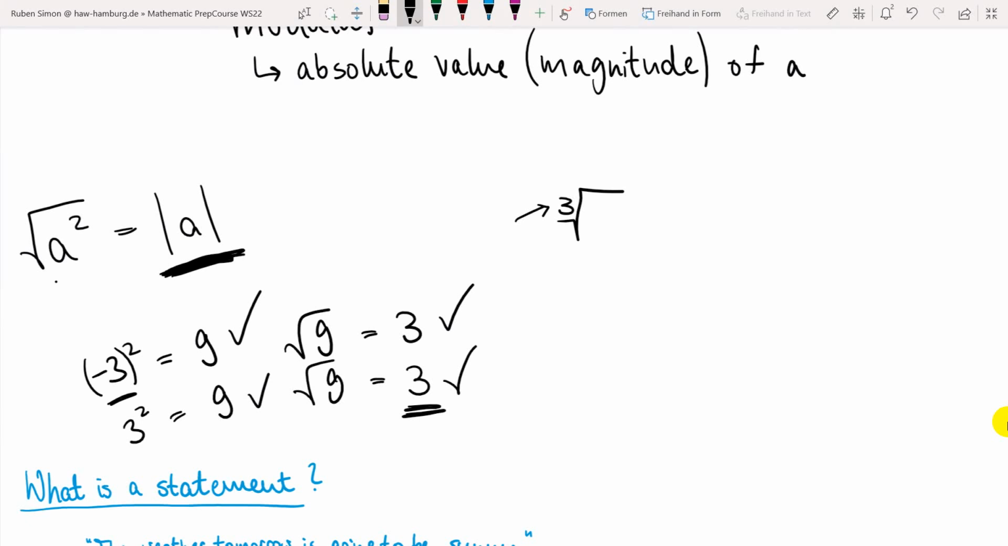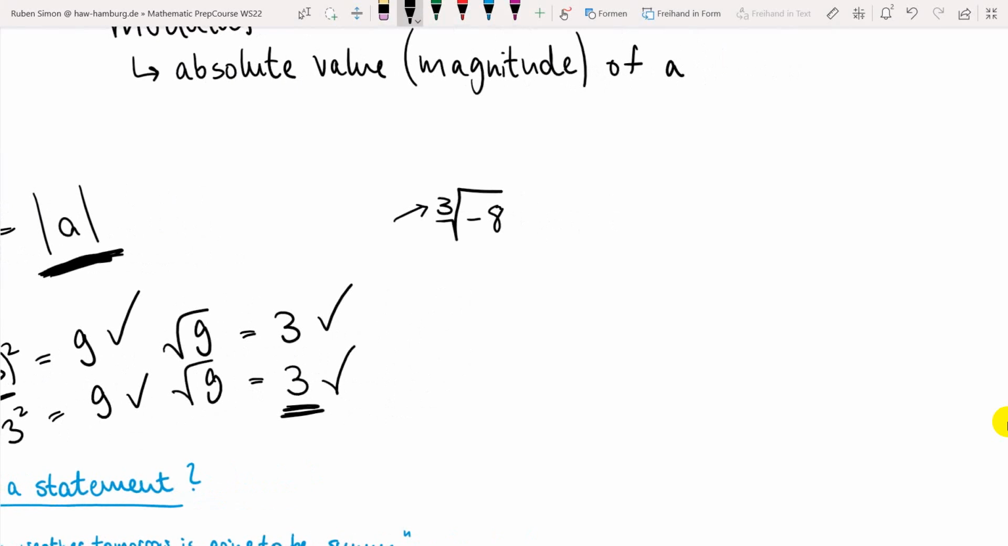So if you have something like, for instance, okay, let's say -8. What about this? Can we solve this?